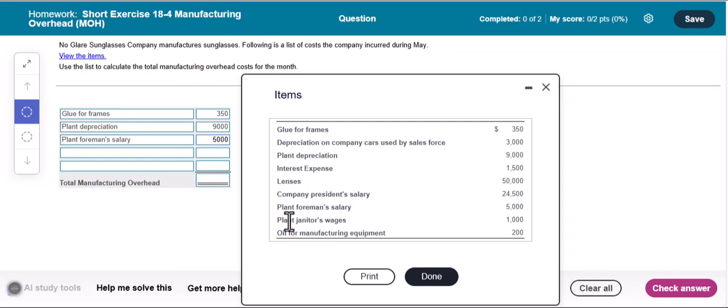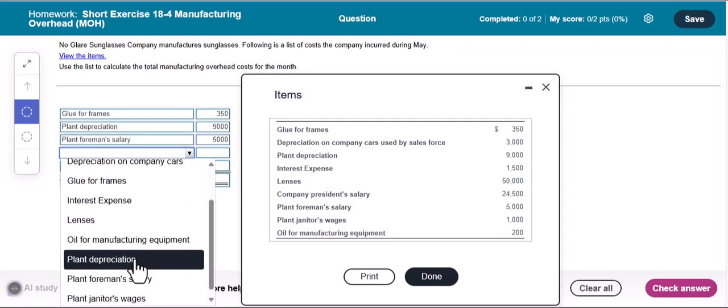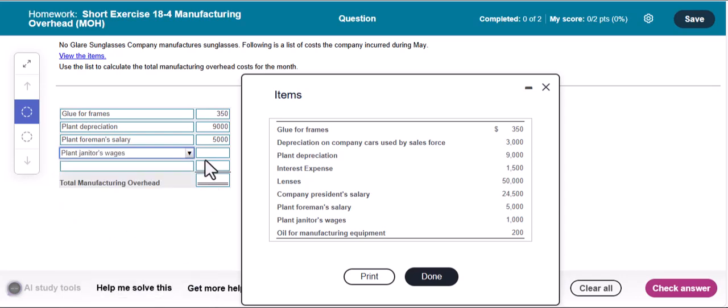The same will go for the plant janitor's wages of $1,000 that we'll include on here. So we have plant janitor's wages for $1,000. We are including the janitor because they help with the production of the sunglasses, but not directly. We cannot figure out how their sweeping and cleaning help make certain sunglasses. So that's an indirect labor classification, which is part of manufacturing overhead.